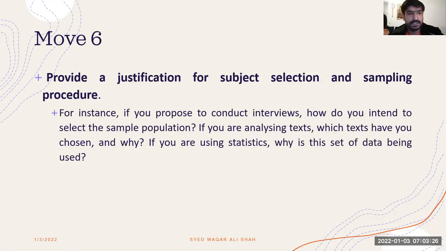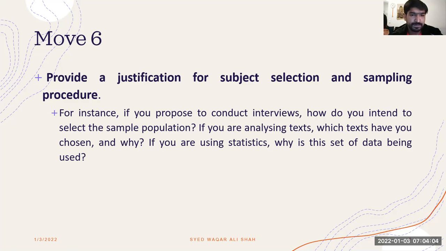Likewise, move 6 is about providing a justification for subject selection and sampling procedure. So let's say your study is based in a social context where your participants have to be human beings, or maybe animal subjects are there. So no matter whether the research is oriented towards animals, let's say in biological sciences, or it is about humans in social sciences, then definitely we need to give a justification for the subject selection. So by subject, I mean the participants that you have selected.